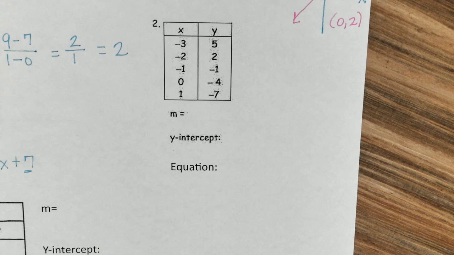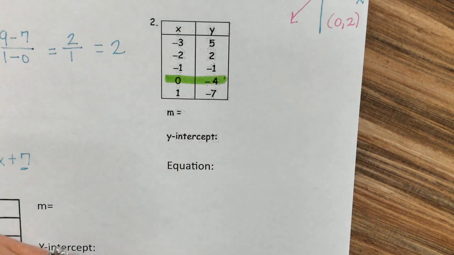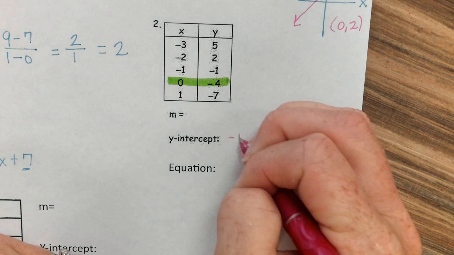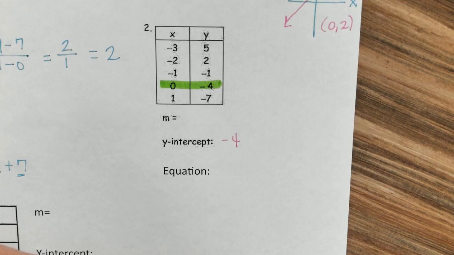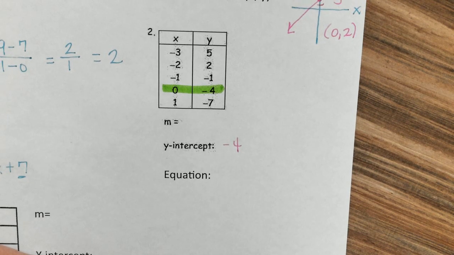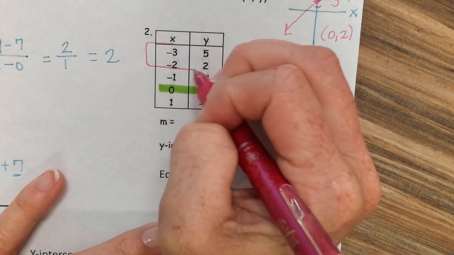Number 2. The first thing I want you to do is find the y-intercept. It is negative 4. How did you know that? Because the x is 0. Now we're going to find the slope by doing the slope formula. We have to pick 2 points. Are there any 2 points that don't have negatives? No. So pick any 2 you want to use. I just picked the first 2. I'm going to use these 2.